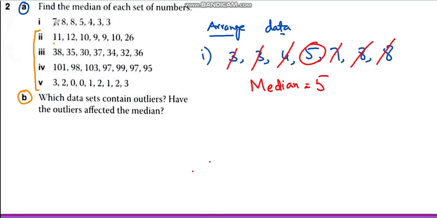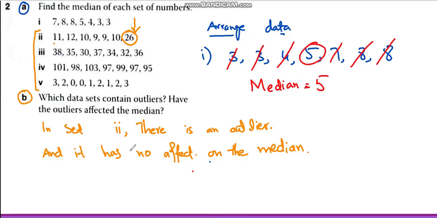By the way, in the first data, there is no outlier. But in the second data, there is an outlier, 26, because this value is larger as compared to the remaining numbers. So that's why 26 is the outlier. And also, the median has no effect due to the outlier. So we will say that in set 2, there is an outlier and it has no effect on the median. Why? Because the median is the middle value and outliers exist at the end. That's why outliers will not have any effect on the median.